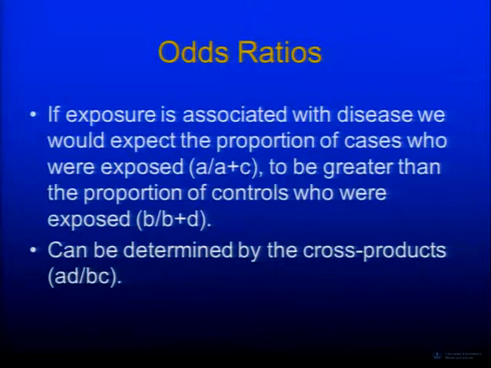So the odds ratio: if the exposure is associated with the disease, we expect that the proportion of cases who were exposed would be greater than the proportion of controls who were exposed. Now, this is assuming that it's a risk factor instead of a protective factor. And again, the way we calculate this is by the cross product.